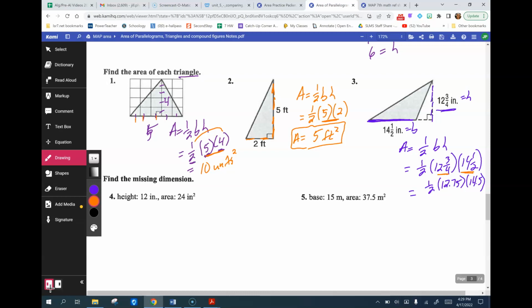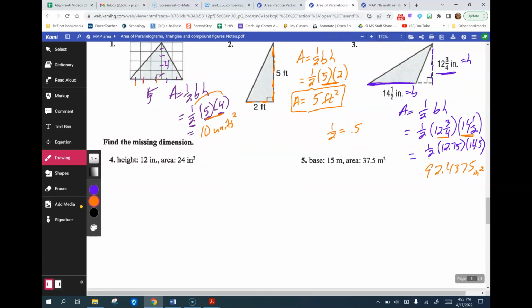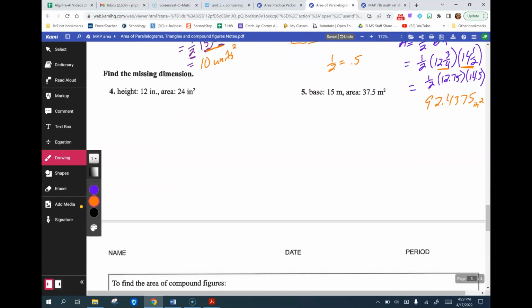I'm getting a weird number, so I'm going to do it twice. Yeah. I got 92.4375. And of course, inches squared. Barely got it on. Okay. And remember 1/2 is equal to 0.5. So if you have decimals, good. Okay. Number 4. So here we go.